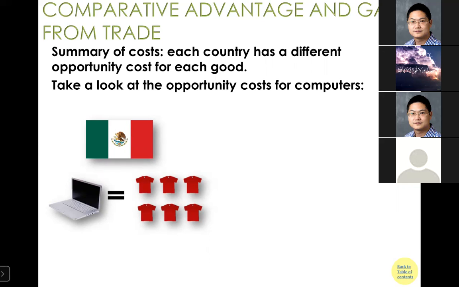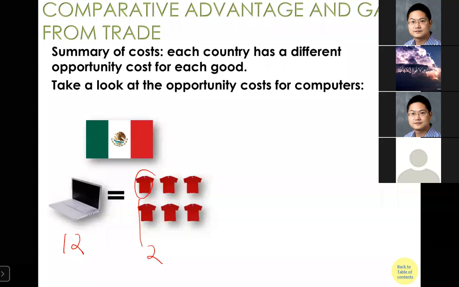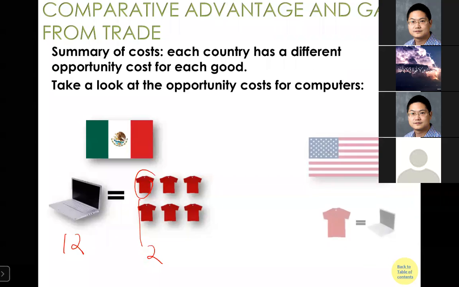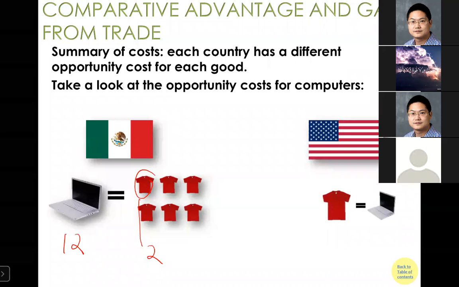Now we are going to look at the technology difference in two countries, US versus Mexico. In Mexico, the technology is given as follows. One computer equals 6 shirts. Why? Because one computer takes 12 workers, but these 12 workers can produce 6 shirts because each shirt costs 2 workers. Now in the United States, one shirt costs one computer, or one computer costs one shirt. From here, you should have a sense of how their technology is different.